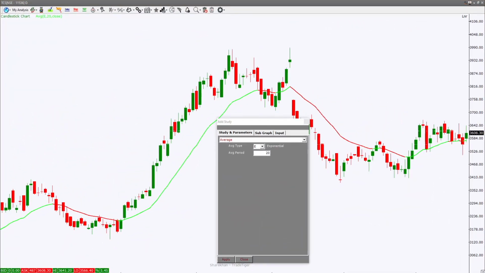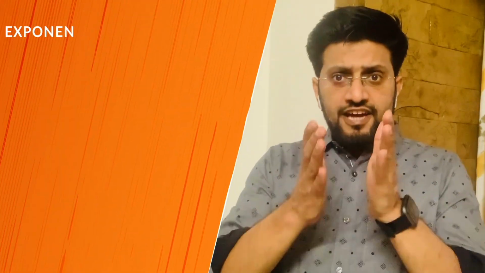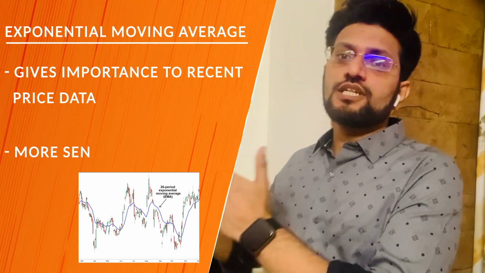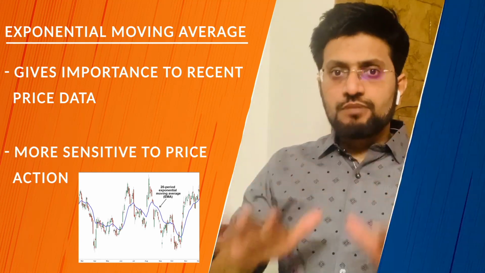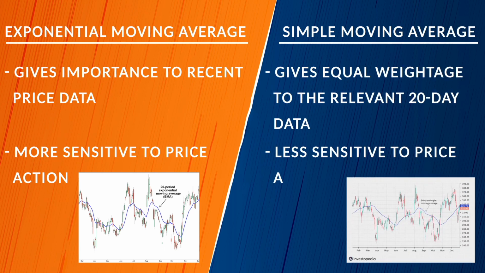frame chart. On my chart, you can see that I have entered 20 EMA. Now this EMA stands for exponential moving average. Now friends, this will be too short a video to explain the difference between an exponential moving average and a simple moving average. But to keep it simple, let us understand it this way. The exponential moving average gives importance to the recent price data and is more sensitive to price action, whereas a simple moving average gives equal weightage to all the data in the last 20 days.